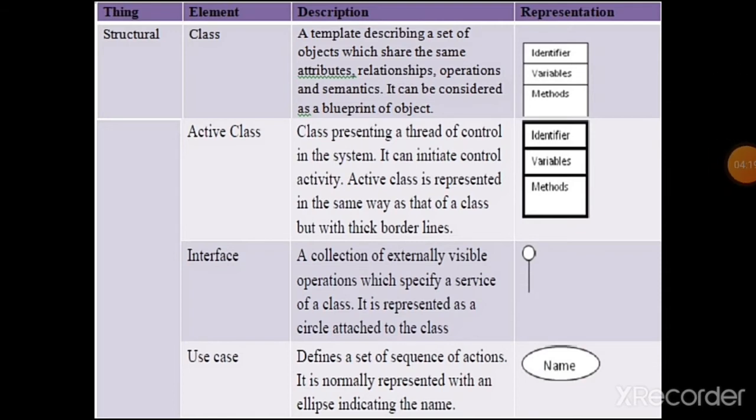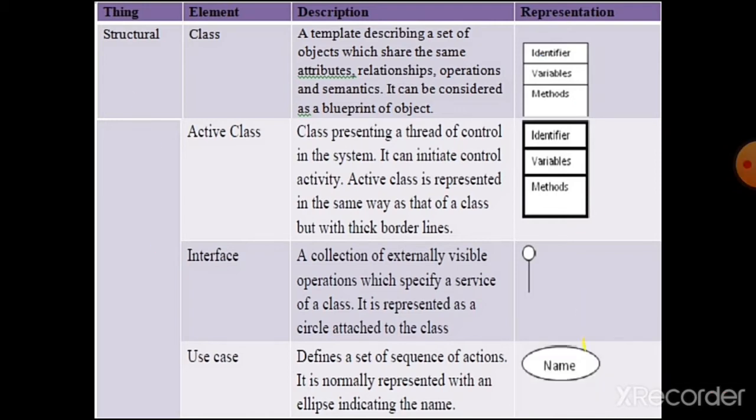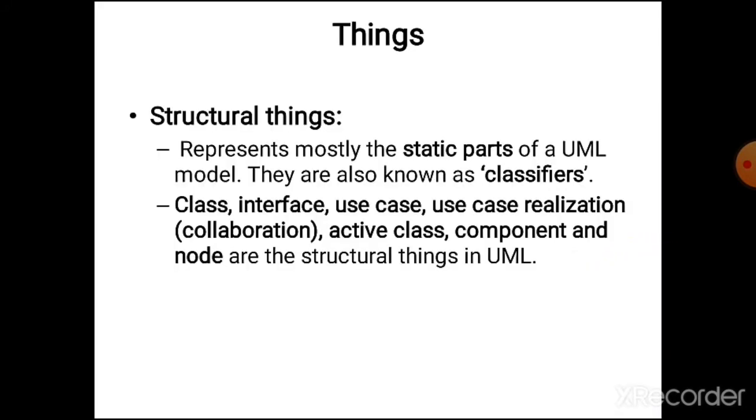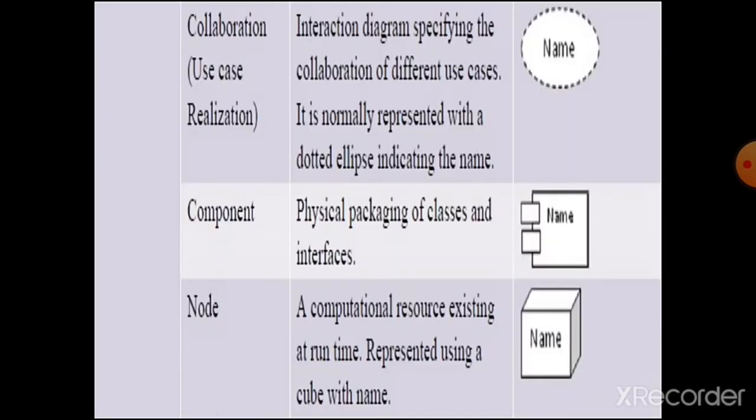Here the first is identifier, then variables, then methods are represented. So here, a class is a template describing a set of objects which share the same attributes, relationship, operation, and semantics. It is considered as a blueprint of the object.